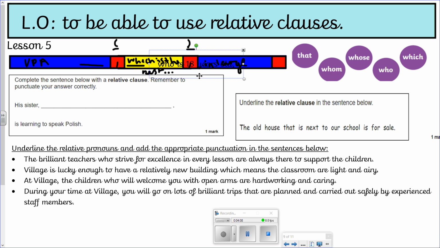His sister is learning to speak Polish. That's your blue. Cut it in halves. Insert a bit of extra information. His sister, who is 18 years old, is learning to speak Polish. And the sister is the noun. So we're describing the noun, giving extra information about that.